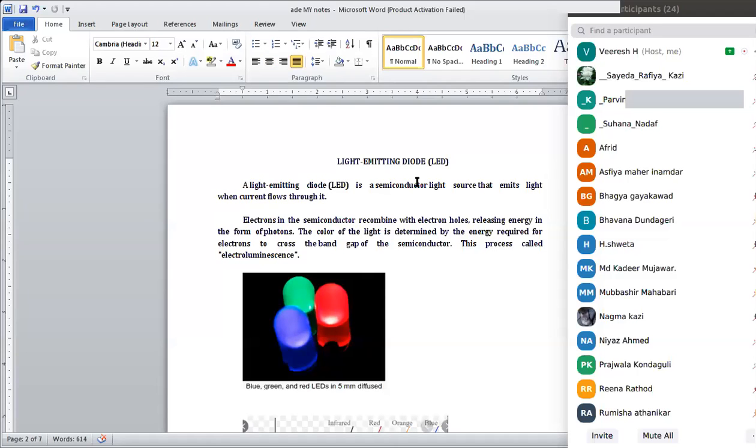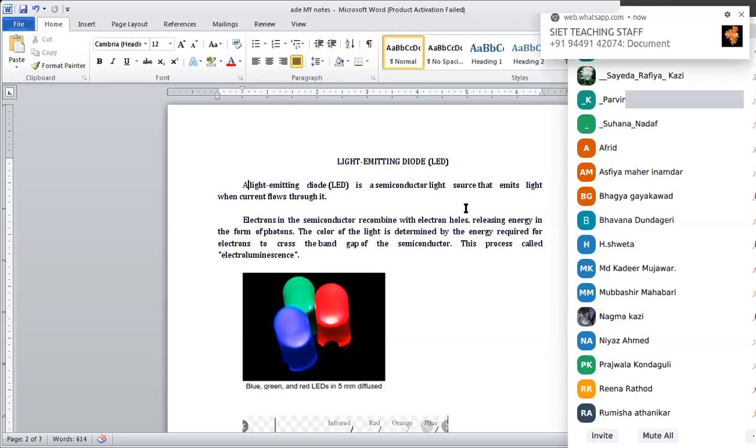LED is also a semiconductor light source, a semiconductor diode. It acts as a source for emitting a light signal. Light is nothing but photons. So when we apply a current to the LED, it starts glowing, or it starts emitting light. Okay, so how is it going to do that?